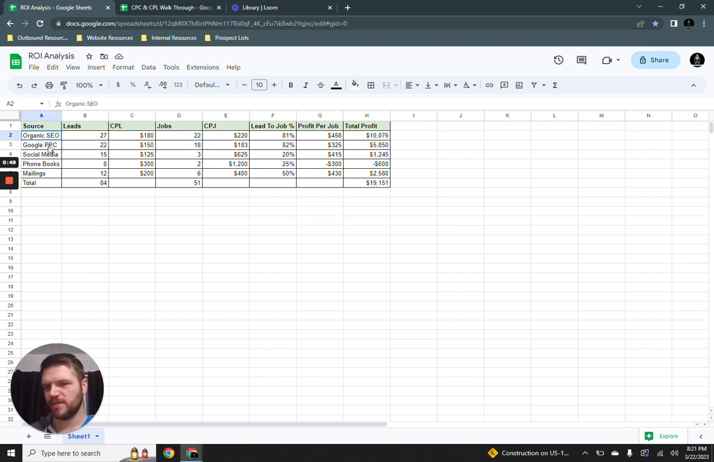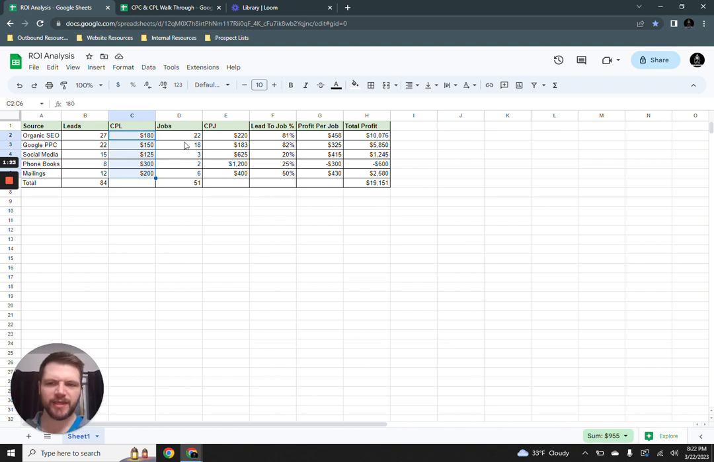But yeah, so this is absolutely just an example. Some people might have much higher leads than this month to month. This is going to be a very basic example here. But let's just say you have these sources here: organic SEO, PPC, social media, phone books, mailings, etc. And you have a lead volume here of 27 coming from this, 22, and we can see what the cost per lead is. So right here, you can tell the difference between these is really 180, 150, 125, 300, 200.